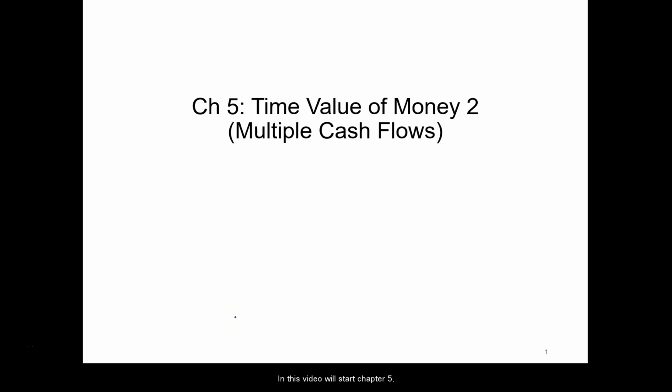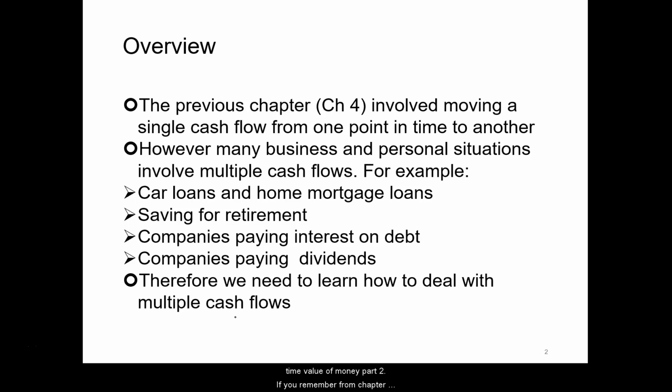In this video, we'll start Chapter 5, Time Value of Money, Part 2. If you remember from Chapter 4, in the last lecture, we talked about time value of money for single cash flows. So we learned about the basic formula between future value and present value, or say the process of compounding or discounting. But if we only look at single cash flows, that's not enough, because in reality, many situations involve multiple cash flows.